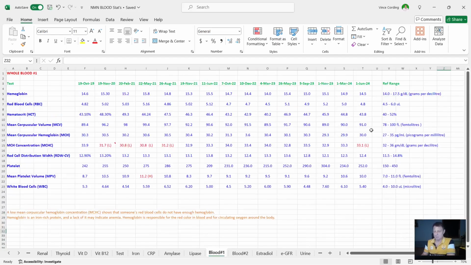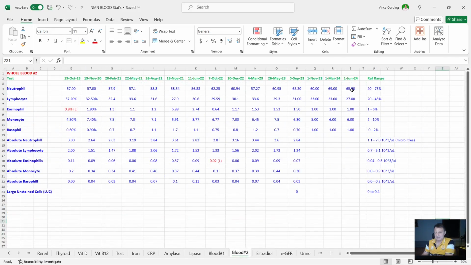Blood 1, you can see all within range, apart from this one, which is my mean corpuscular hemoglobin concentration, and it says a low MCHC means that someone's red blood cells do not have enough hemoglobin. So that's okay, I get that. Go to hemoglobin 14.5, which is within the range of 14 to 17.5. Now it is only 0.5 over the 14, but then the range is only from 14 to 17. So I'm not too sure why that one is in red. So that's it for the first part of my blood analysis.